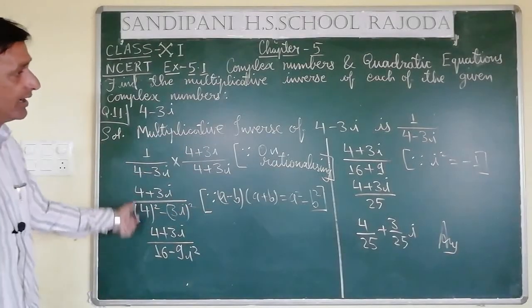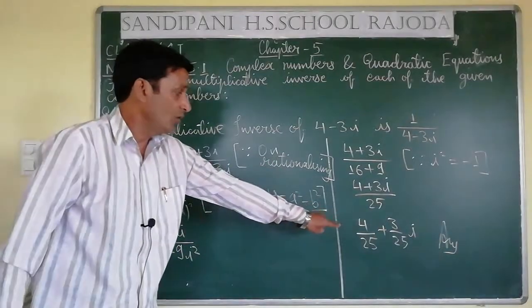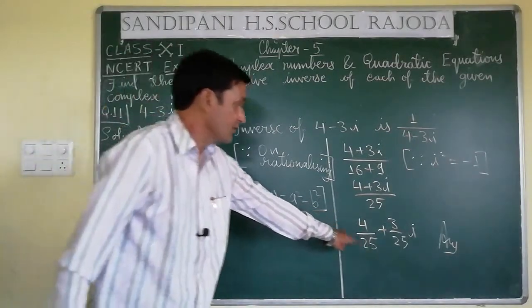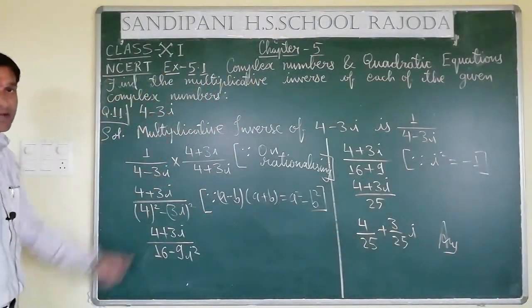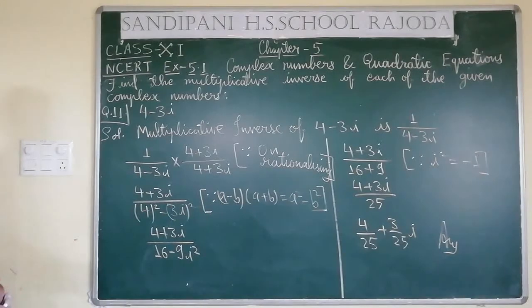Then rationalized it. So final answer will be this. So it is the multiplicative inverse of 4 - 3i. This question number 11 is over.